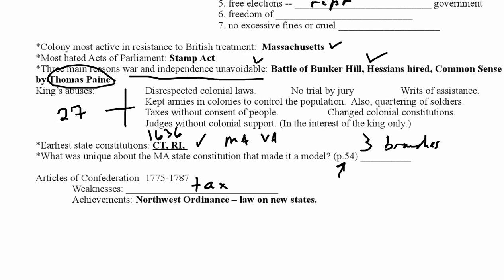Taxing was basically asking for taxes. But it did have some monumental achievements, especially from 1785 and 6, the Northwest Ordinance, law in new states.